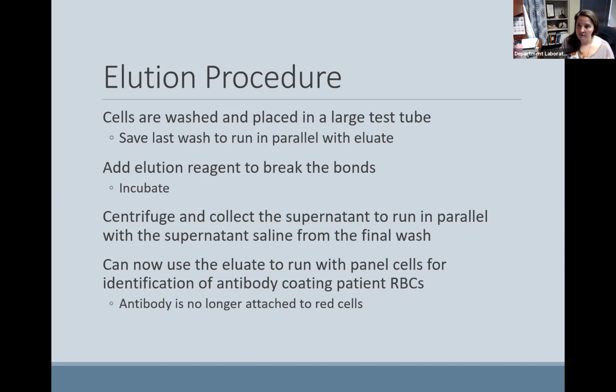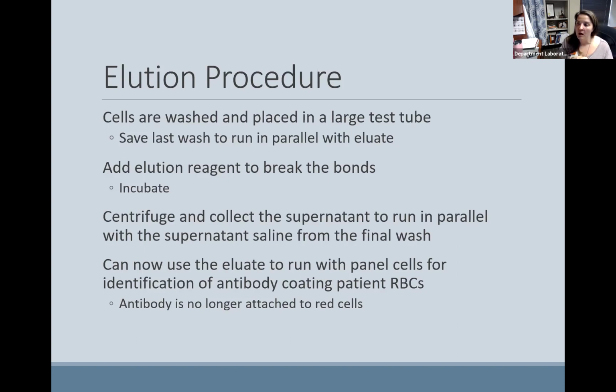You're going to have a lot of cell lysis, so your cell button is going to be very small, and then you're going to be left with a supernatant. That supernatant is what we call the eluate. That is where your antibody is. Okay, so now you have your eluate and your last wash. You will run them in conjunction with each other.